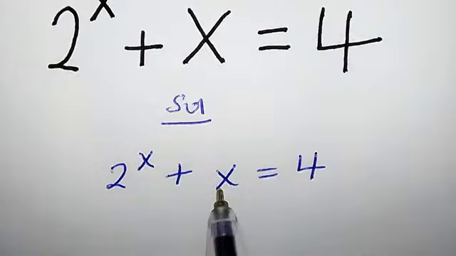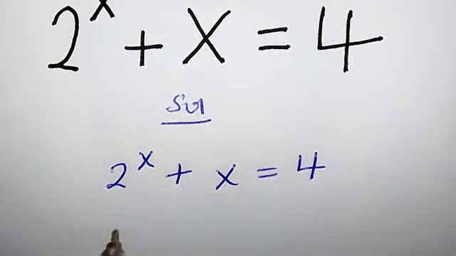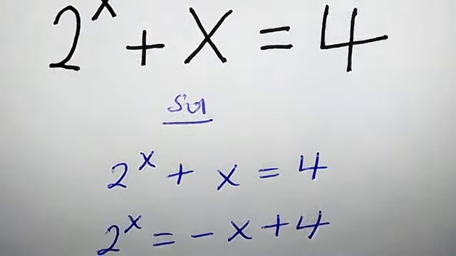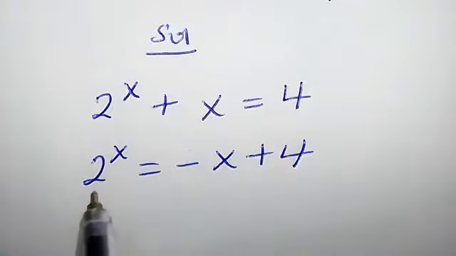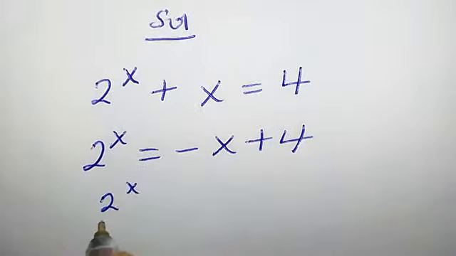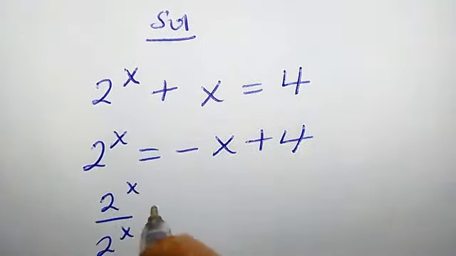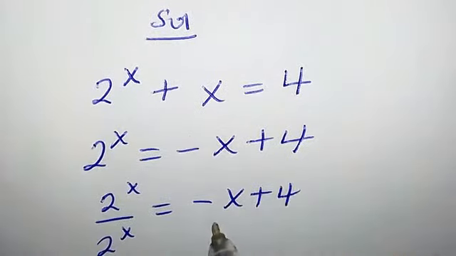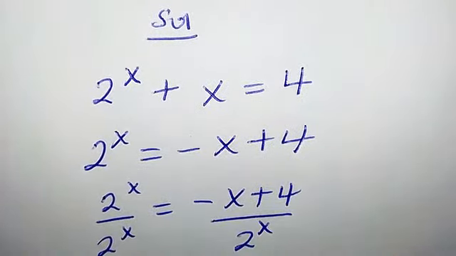Let's transfer this guy to the right side. So we're going to have 2 to the power of x equals negative x plus 4. Now, let's divide both sides by 2 to the power of x. So we're going to have 2 to the power of x over 2 to the power of x equals negative x plus 4 over 2 to the power of x.